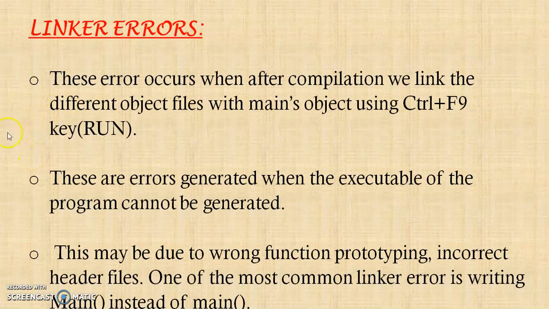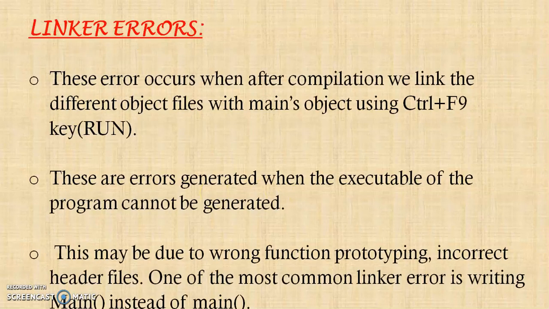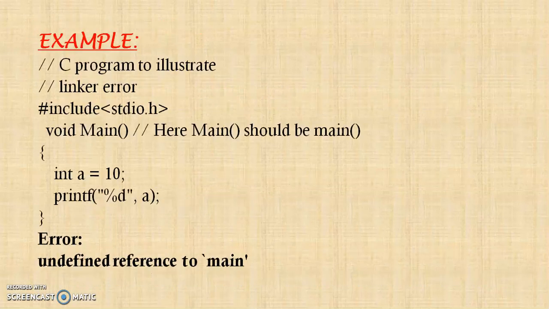Linker errors. These errors occur when, after compilation, we link the different object files with the main object using the Ctrl plus F9 key. These are the errors generated when the executable of the program cannot be generated. A simple linker error is writing main with a capital M instead of a small m. It is a common linker error which is unable to link up its modules.